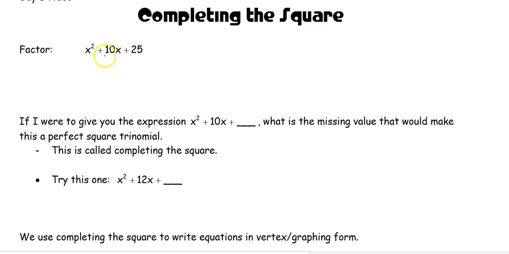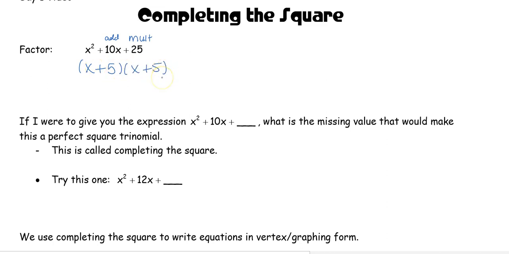So if I give you a trinomial, our x squared, our x, and our number, and I ask you to factor that, when we factor, we're looking for two numbers that multiply to the outside and add to the middle. So if I'm looking for two numbers that multiply to 25 and add to 10, well, two numbers that multiply to 25 are 5 and 5, and 5 and 5 also add to 10. So I have the same number, x plus 5 and x plus 5.